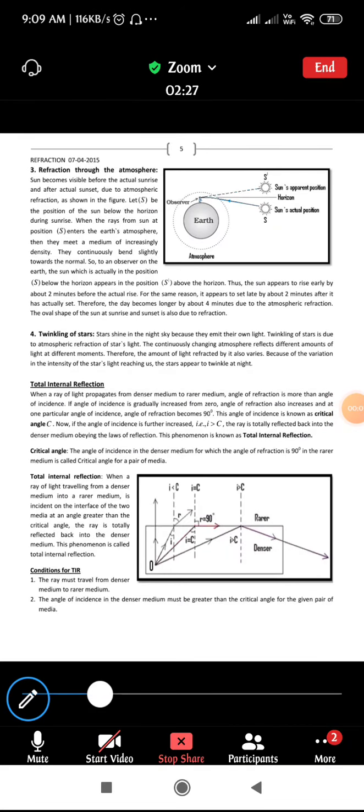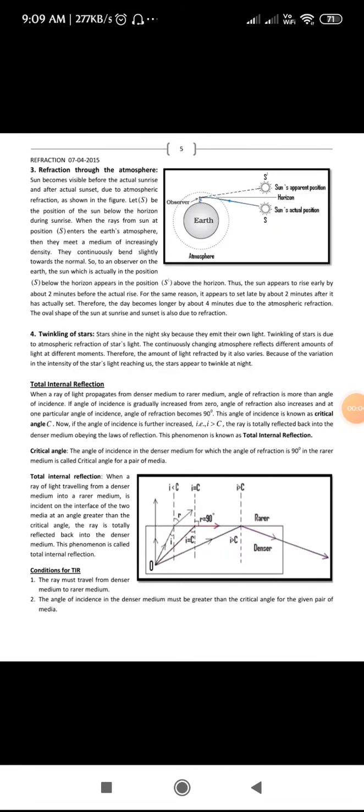Reflection, right? So we define total internal reflection as when a ray of light traveling from a denser medium into a rarer medium is incident at an interface of the two media at an angle greater than the critical angle. So when the ray is traveling from the denser medium to the rarer medium, the angle of incidence should be greater than the critical angle. If that is the case, the ray reflects back into the same medium, that is towards the denser medium itself. So we call this total internal reflection.